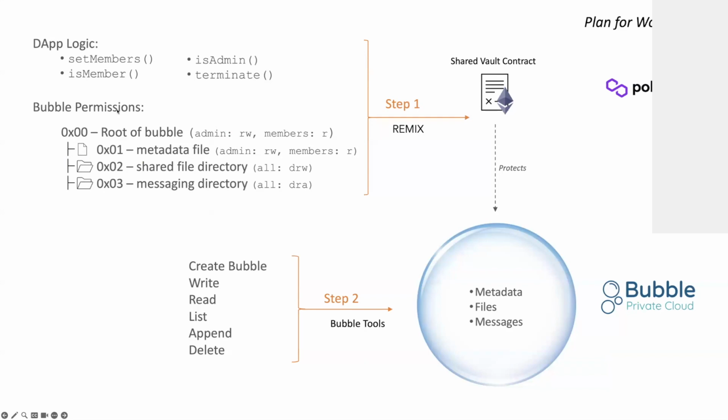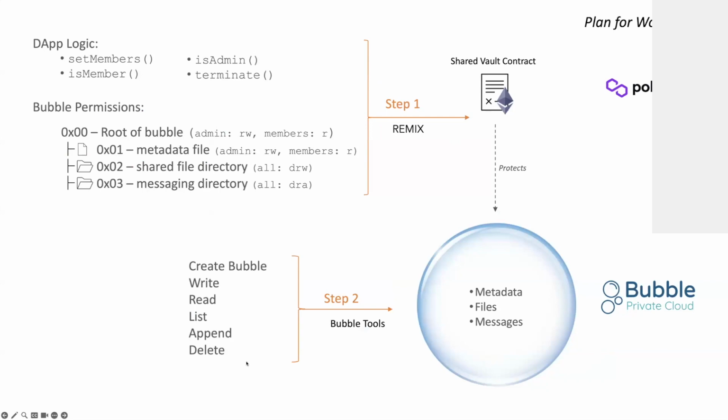And we could put the bubble permissions in a different contract. We could have two contracts. But just to make it easier to deploy, we're going to put the bubble permissions inside the same contract, and we will implement the permissions that we just talked about. So that's step 1, create the contract.